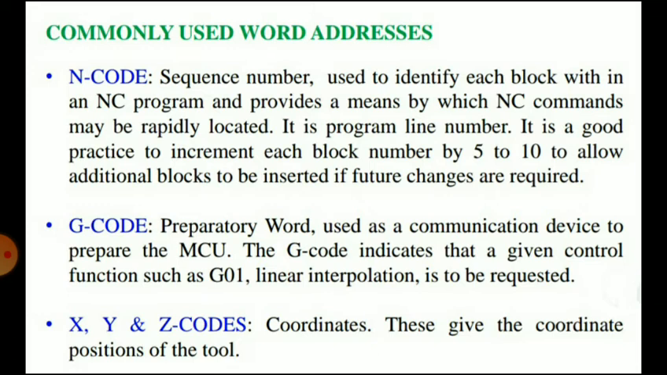Then the G code. It is a preparatory word used as a communication device to prepare the MCU. The G code indicates that a given control function, such as G01, that is linear interpolation, is to be requested. Then X, Y and Z codes, that is coordinates. These give the coordinate positions to which the tool has to be moved, indicated by X, Y and Z coordinates.